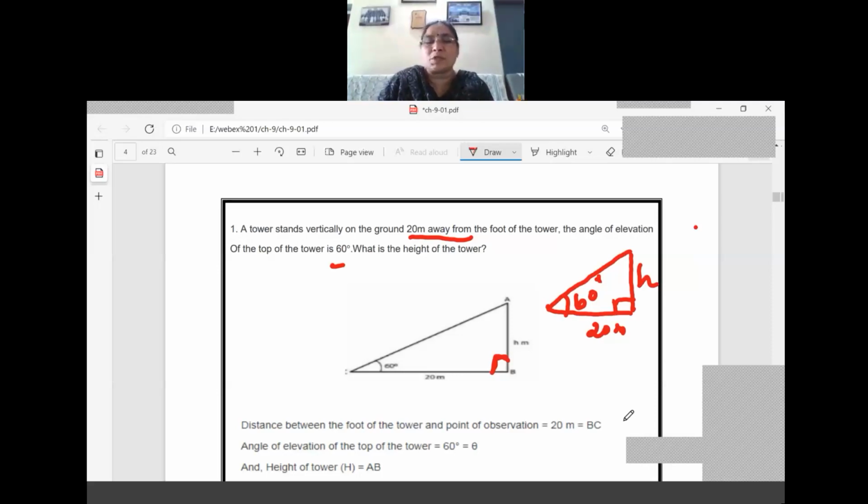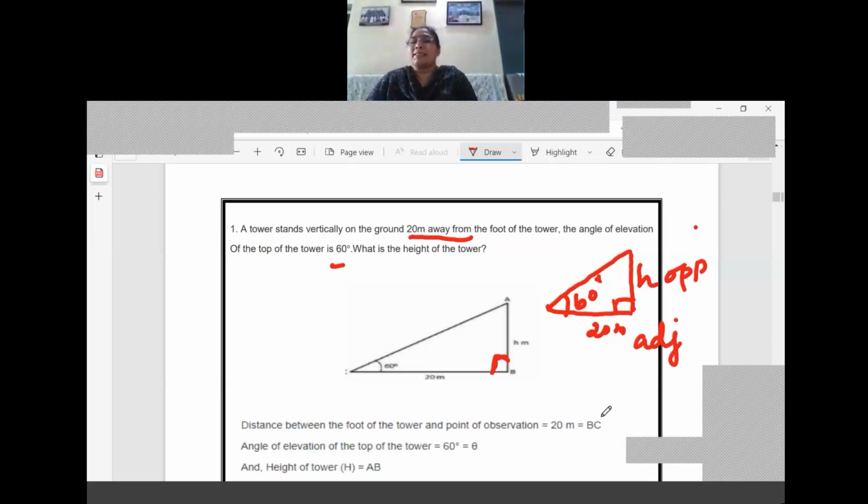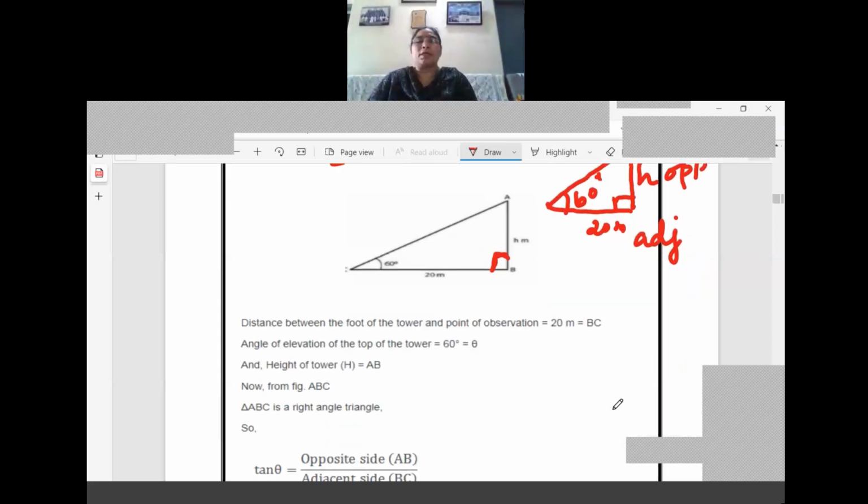Now, which is the known side? That is the distance. 20 meter is given. So with respect to 60, h is the opposite side and this is adjacent. So which ratio is possible for us? Tan 60 is possible. So we are using tan 60.